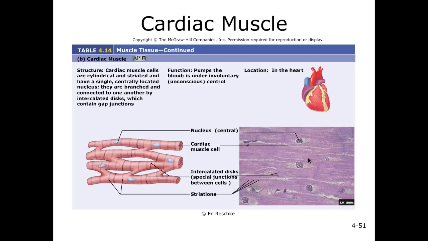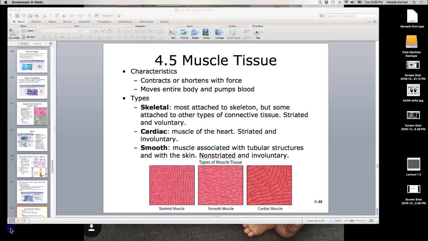Our cardiac muscle tissue is going to be found within our heart. So we still have that striated appearance, but what I want to focus on is how do you tell the difference between cardiac muscle and skeletal muscle for your exam? Well, first, yes, we have that striation, same as skeletal, but the difference is that this cardiac muscle is branched. So it's not long and cylindrical, but you're going to see it branching off to the side like this.